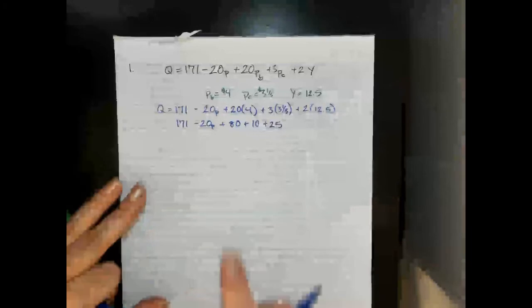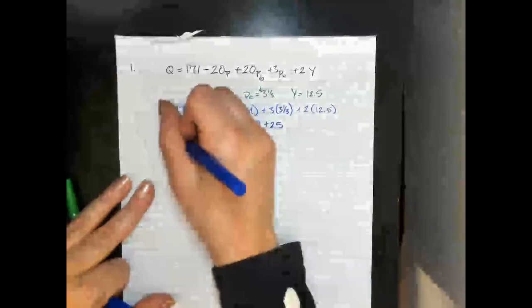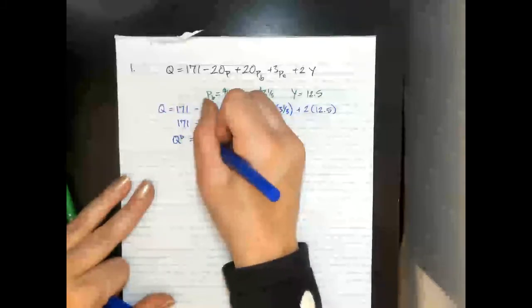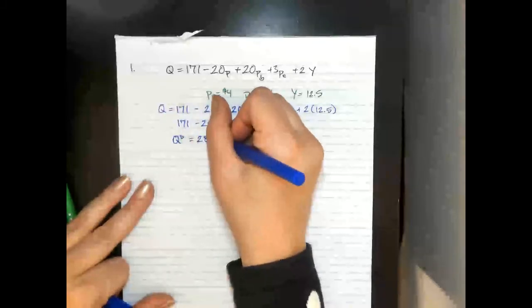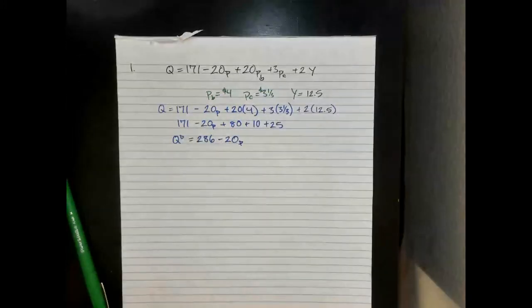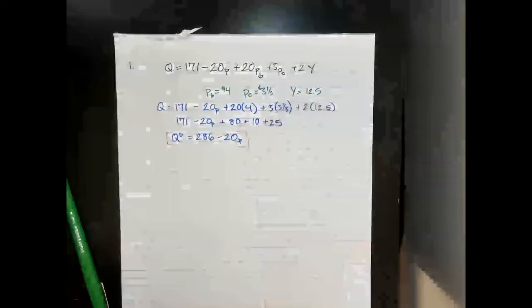So when we go through and add in all of our new constants, the new estimated demand function is that our quantity demanded is equal to 286 minus 20P. So far, so good, right? I'll do a little box around that. So that is our estimated demand function.